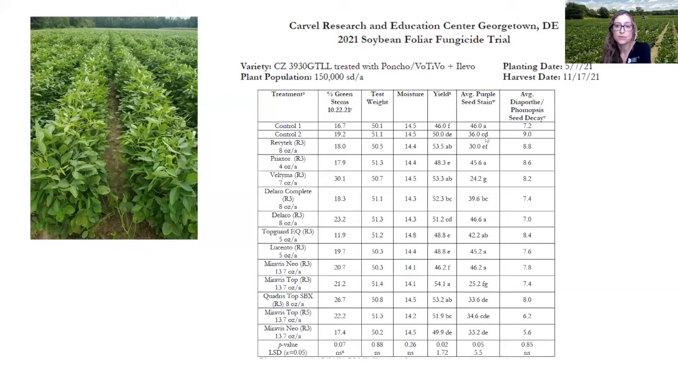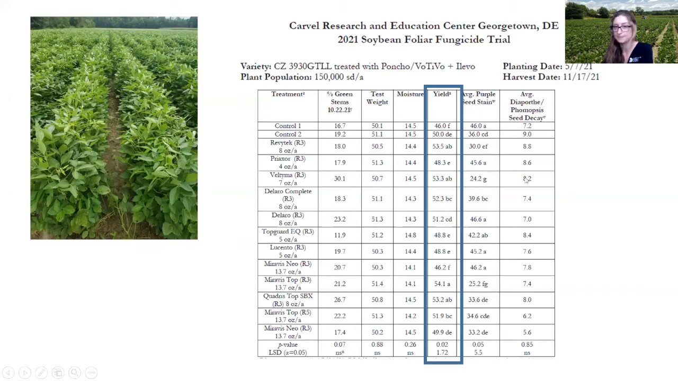Our control seeds were kind of ranging in that 36 to 46%. And this was the number of seeds within a 50-gram sample. And then you can see that we had a fair bit of purple seed stain out in this field this year. This one was a little bit later of a harvest date. And then we had some of that Diaporthe and seed decay out there as well. Taking a look at the yield, we did get a little bit of separation that came out with our controls in that 46 to 50 range. And we had a few treatments where we saw a 3 to 4 bushel increase. And some of that was tied with those seed quality ratings.